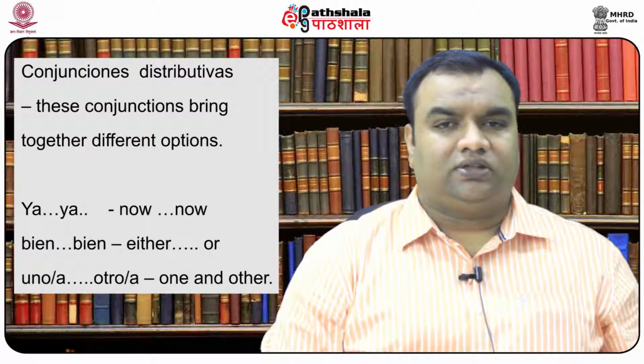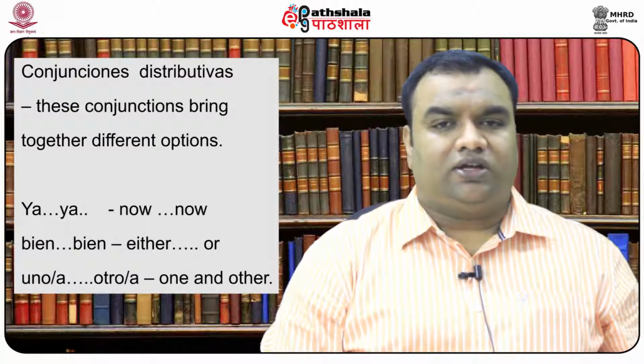Coming to the next subcategory, conjunciones distributivas. These conjunctions bring together different options. For example, ya, now, bien, either or, uno, una, otro, otra, one and other. Let us see some examples to understand these conjunctions in a better way. Estos días ya hace sol y ya llueve. In English, these days now it's sunny and next moment it's raining.